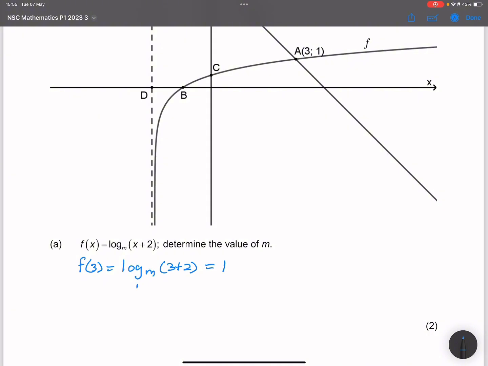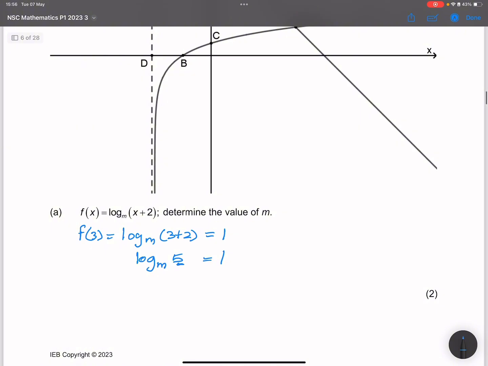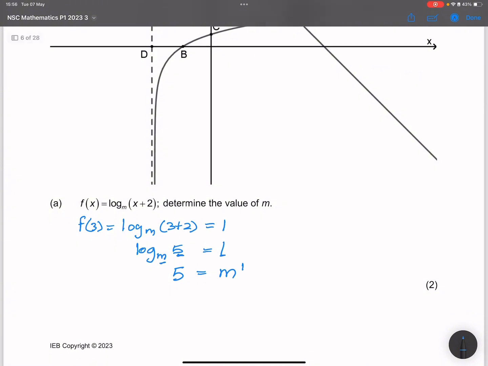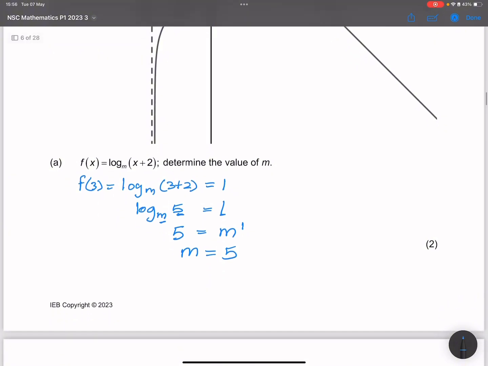Now, if you know anything about logs, that would be log 5 base m is equal to 1. Remember, this guy becomes the index, or the solution. So that's 5, and the base becomes the base of our exponent, and in this case our answer becomes the index, which is the exponent. So m would be equal to 5. Please familiarize yourself with the laws of exponents there. So m is equal to 5.